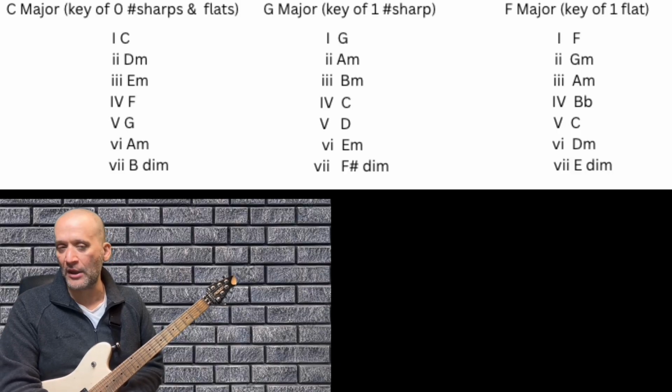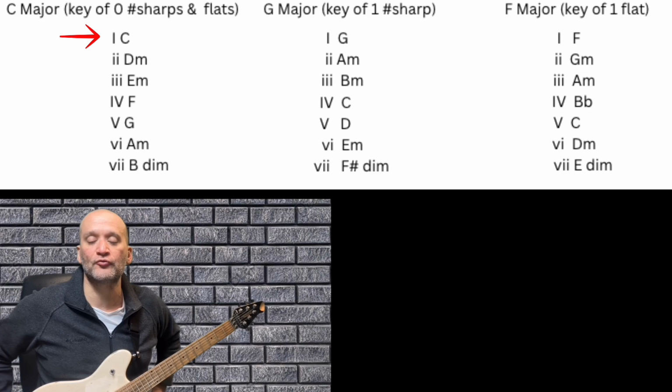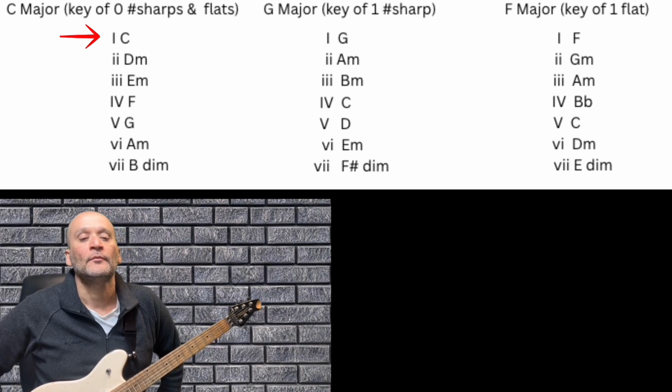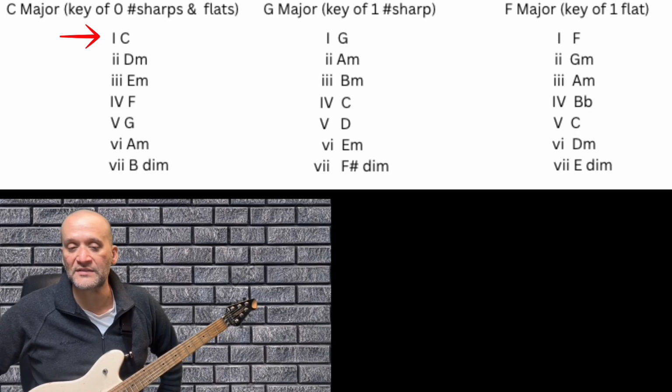Take a look at the key of C major. Okay, this is pretty easy. Can you find a C major there? And tell me which Roman numeral you see next to it. All right, the answer is obviously it's the 1 chord. C major is the 1 chord in the key of C.